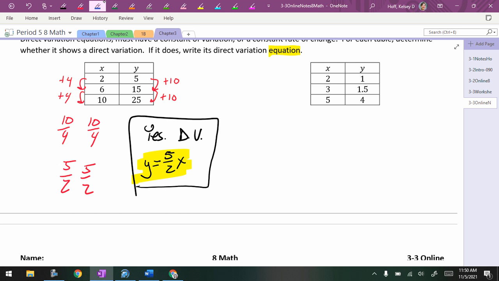Okay? Let's try the next one. Now, this one, they start with a decimal, so we're going to work with decimals, and Miss Hoff's okay with that. What is my change from 1 to 1.5? Plus 0.5. 1.5 to 4? Plus 2.5. 2 to 3? Plus 1. 3 to 5? Plus 2.